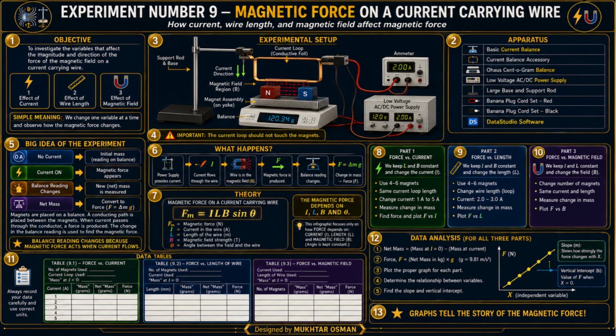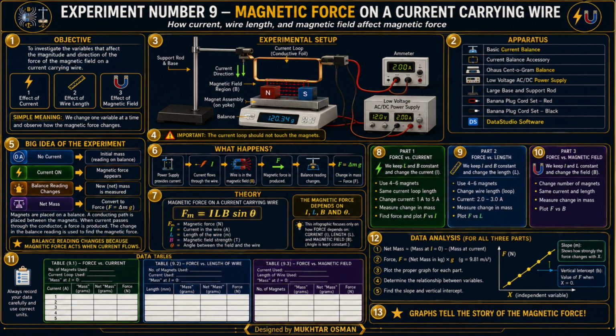How current, wire length and magnetic field affect magnetic force. 2. Objective: to investigate the variables that affect the magnitude and direction of the force of the magnetic field on a current-carrying wire. The experiment studies the effect of current, the effect of wire length, and the effect of magnetic field. It is simple, meaning we change one variable at a time and observe how the magnetic force changes.